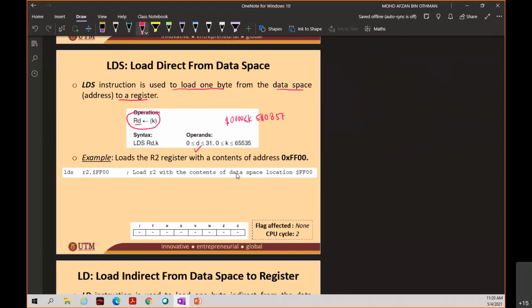For example, you're going to load the R2 register with the content from this address. So you just put LDS. What is the destination register? R2. And from what address are you going to get the value? From address 0xFF00. Again, none of the flags are affected inside your status register. For the LDS, the CPU cycle taken is 2 clock cycles. To execute this instruction, you need 2 clock cycles.